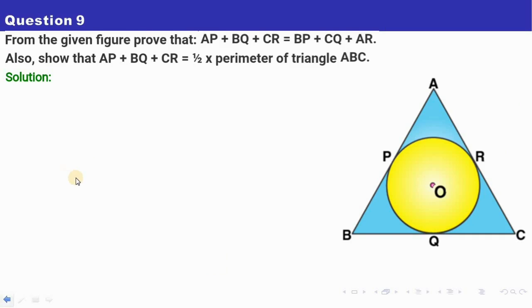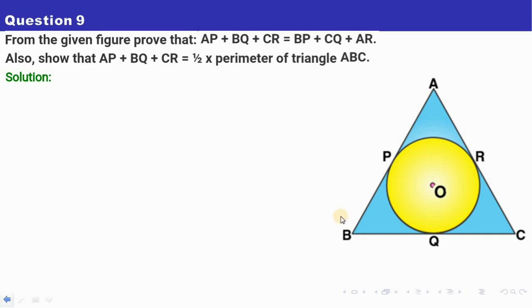Okay, let's move on to the next question. So in the next question, from the figure, we need to prove this too. All right, so let us first prove the first part. So again, we see that each side of the triangle is touching the circle. That means each side of the triangle is acting like a tangent, right?